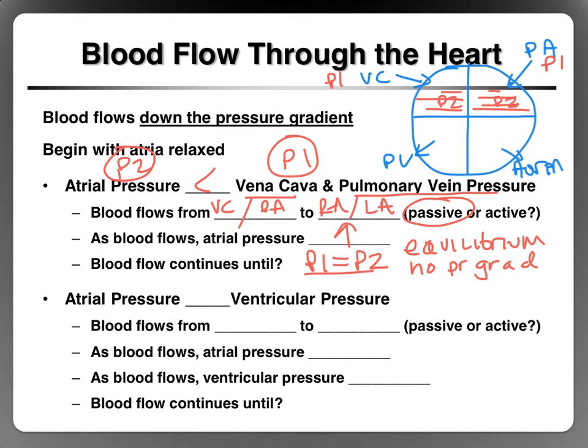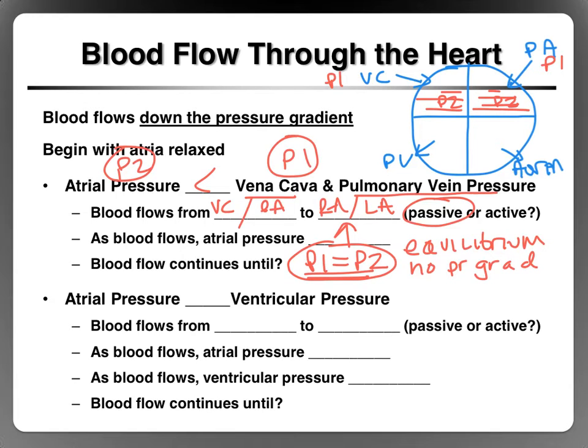If there's no pressure gradient, there's no driving force for blood flow, so blood stops flowing. We had a pressure gradient that caused blood to flow from the vena cava to the right atrium, and the pulmonary artery to the left atrium. As the blood flowed into the atria, the pressure rose. Once the pressure got up high enough that it was equal to P1, we ended up with equilibrium. Blood stopped flowing. That's how the atria fill.